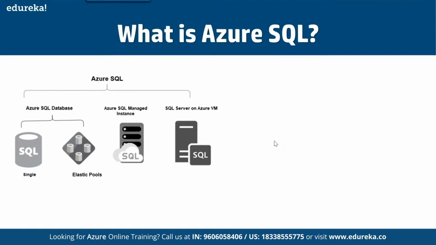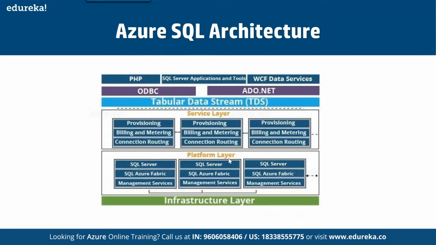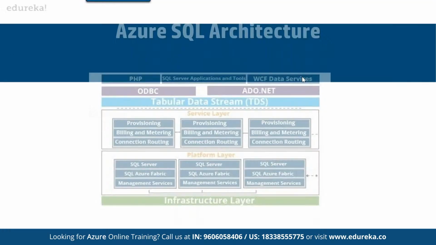So this is the architecture, at a very high level. There is the client layer, second is the service layer, third is the platform layer, and the last one is the infrastructure layer. Here you see the infrastructure layer at the bottom, and this is the platform layer where you have your SQL Server and the different facilities it provides. Then you have the service layer where you can provision and deprovision, set the metrics, set the limits, see the routing and how much is being consumed, and the last one is the client layer, which is the front-end layer for the users.